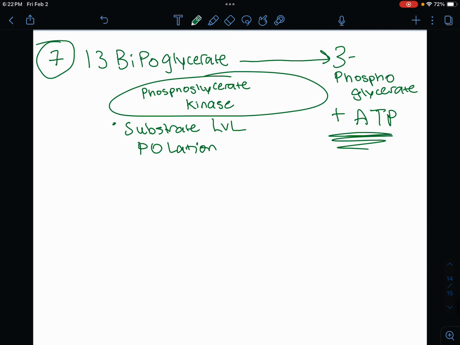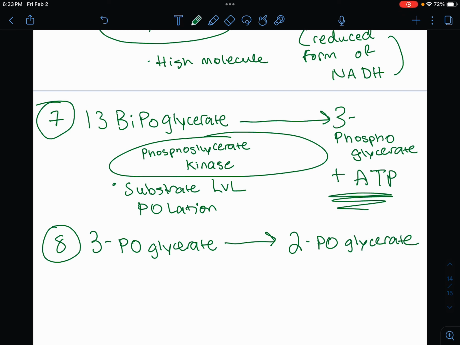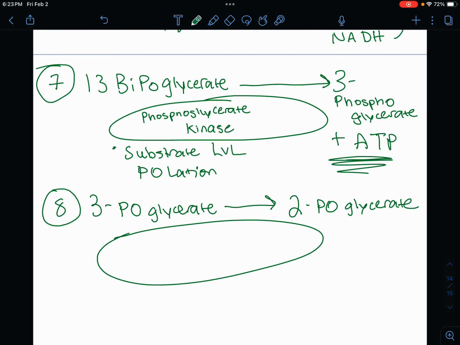All right, step 8. We went over step 6 and 7, kind of had to backtrack there, but I think we're in a good position. Step 8, we're going to take that 3-phosphoglycerate and we're going to transform it into 2-phosphoglycerate. We are going to be using a phosphoglycerate mutase.